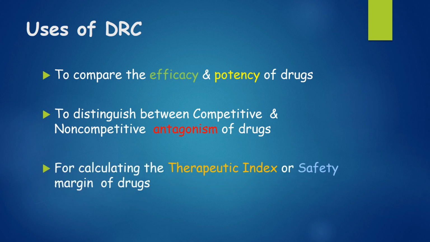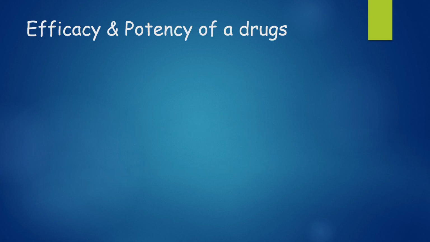And for calculating the therapeutic index and safety margins of the drugs. Okay, so these all we will be discussing. So, this is the main use of our dose response curve. One is to find the efficacy and potency, other one to find the antagonism, type of antagonism, and find the therapeutic index and the safety margins of these drugs. Okay. So, what is efficacy and potency of a drug?